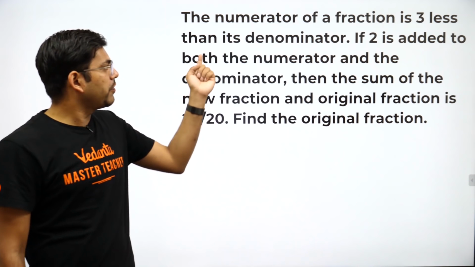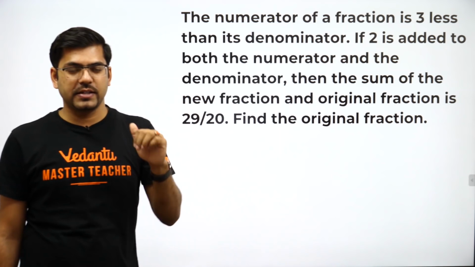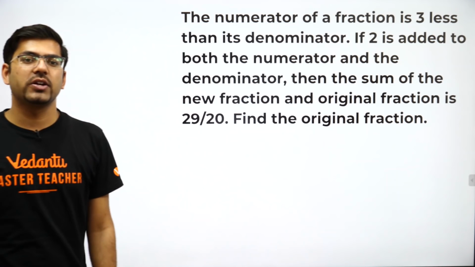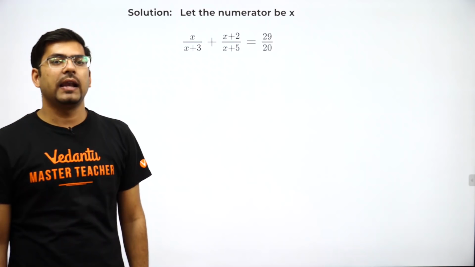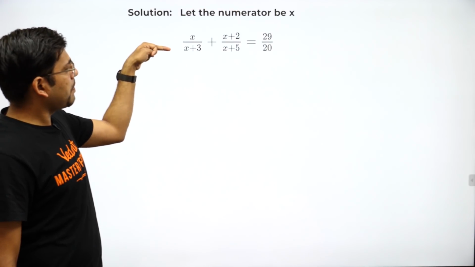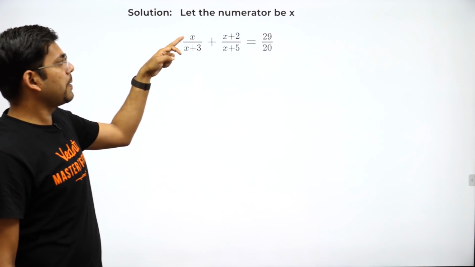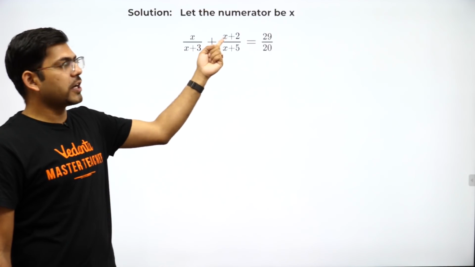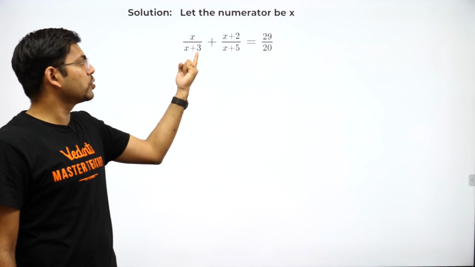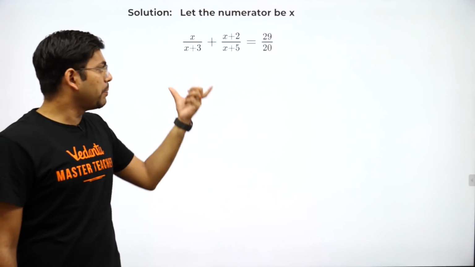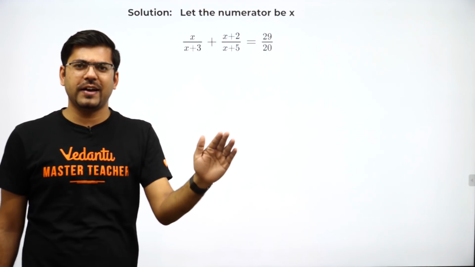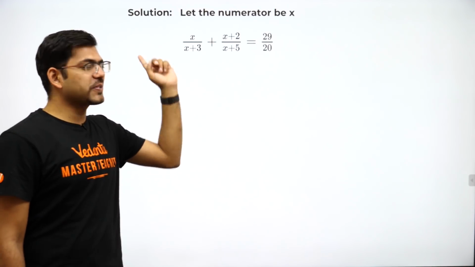First of all, we will assume the denominator to be x, because once we have assumed the denominator, we will get our numerator as x plus 3. So the first step: let the denominator be x. The second step: numerator upon denominator, x upon x plus 3, plus, as 2 has been added to the numerator and 2 to the denominator, if I add 2 to 3, it will become x plus 5. When both are added, it will be 29 by 20. Only a one line equation. That's done. Now solve this question.